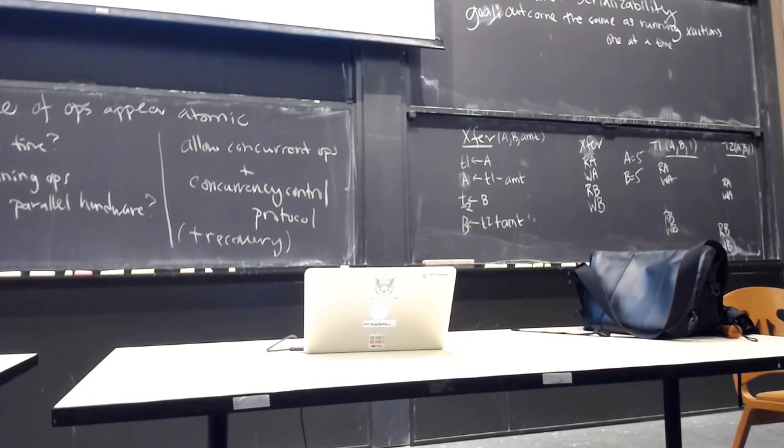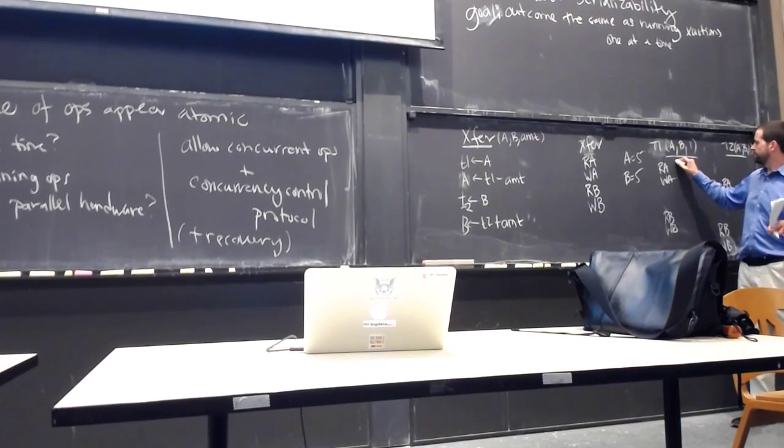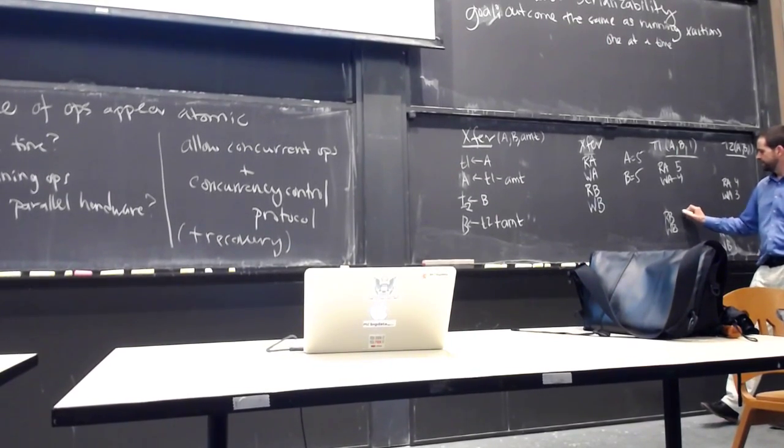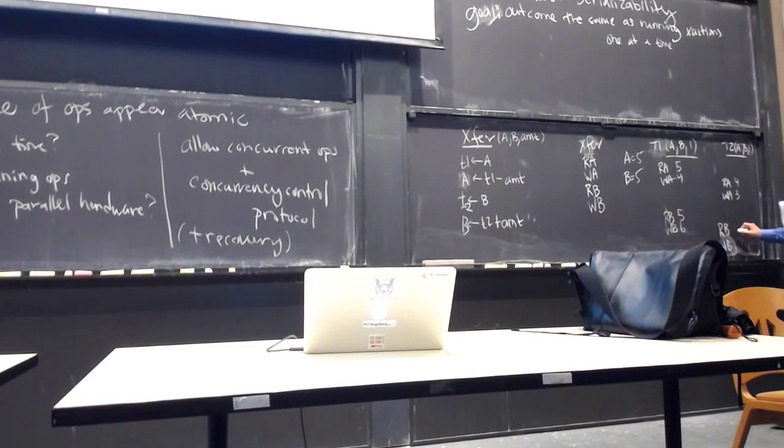Well, we can figure it out by doing the math, right? So this guy's going to read 5 here, write 4 here. This guy's going to read 4 here, write 3 here. This guy is going to read 5 here, write 6 here, and this guy's going to read 6 here, write 7 here. Okay? So in fact, what we see at the end is that the balances are 7 and 3, exactly as they would be if we had run these things in some serial order, right? And if you look at all the reads and writes that happen, they are equivalent to running T1 followed by T2.